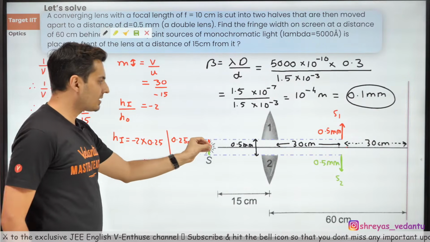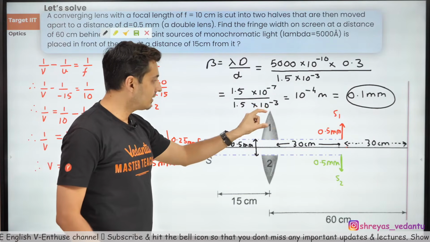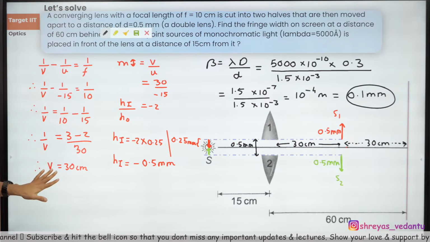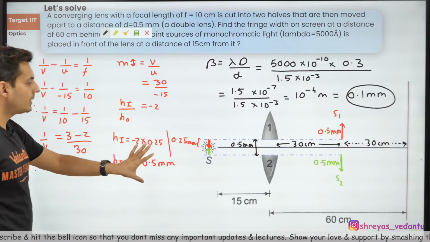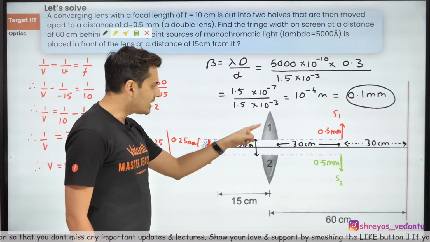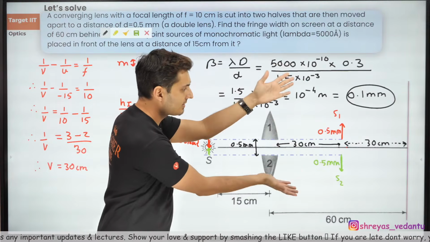So this source is like an object for these two lenses of the same focal length with two different principal axes. By using the lens formula and magnification formula, we have figured out where the image will be formed for each of these two lenses. By symmetry, it's the same distance on both sides.